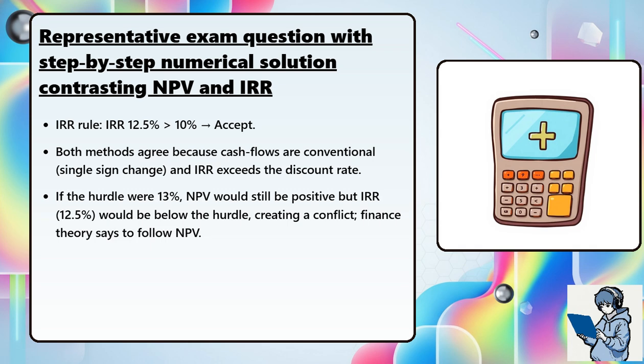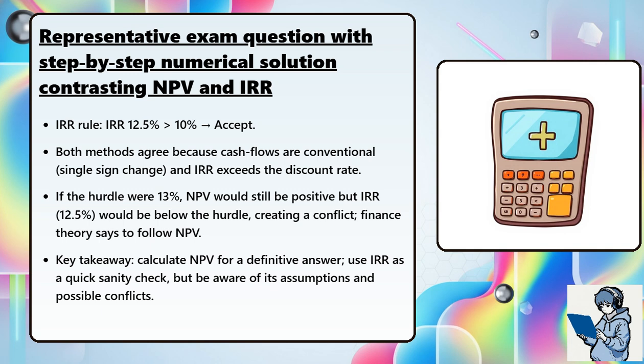Finance theory advises to follow NPV because it measures actual dollar value added. Key takeaway: calculate NPV for a definitive answer. Use IRR as a quick sanity check, but be aware of its assumptions and possible conflicts.